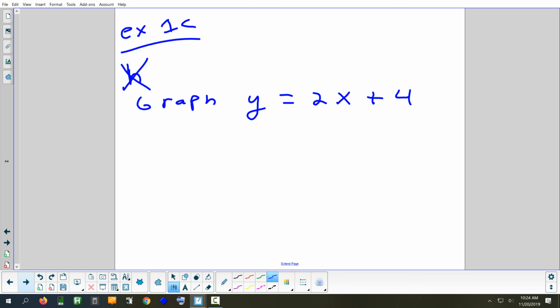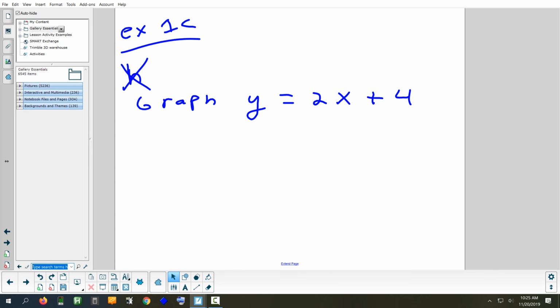I didn't make a grid for this one, so we're going to use a different one. Okay. Step 1: get your equation in y equals mx plus b. Check, already done. This way is easier if it's already in y equals mx plus b. So check, done. Step 2: graph your y-intercept.